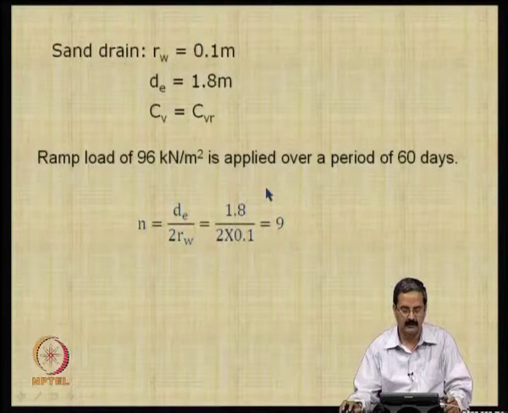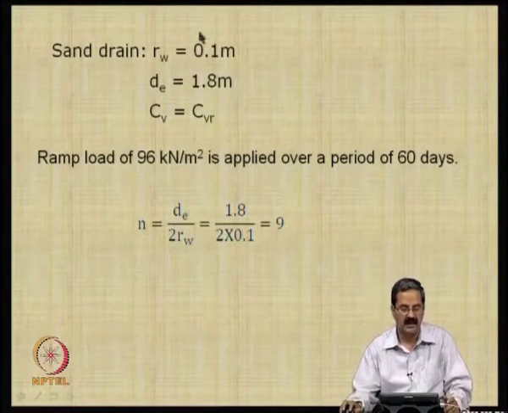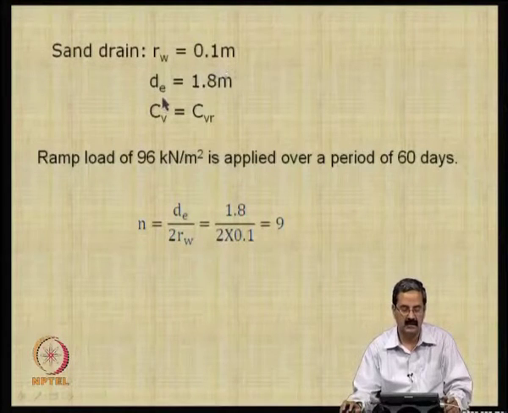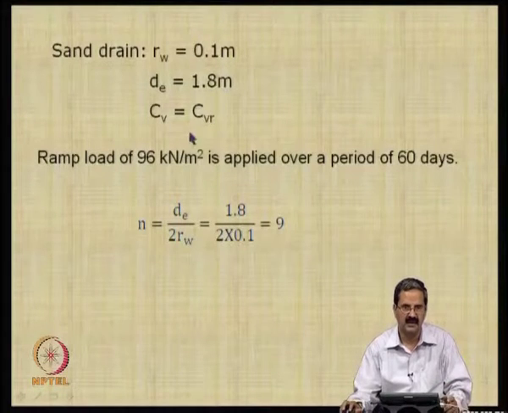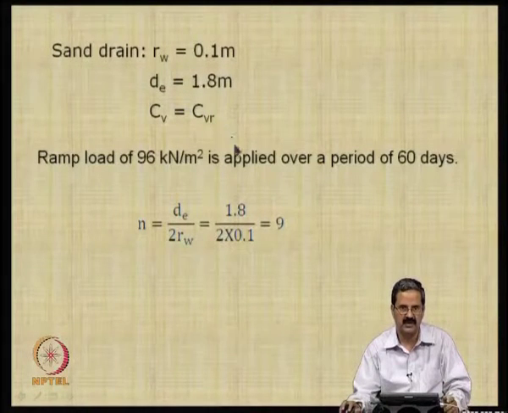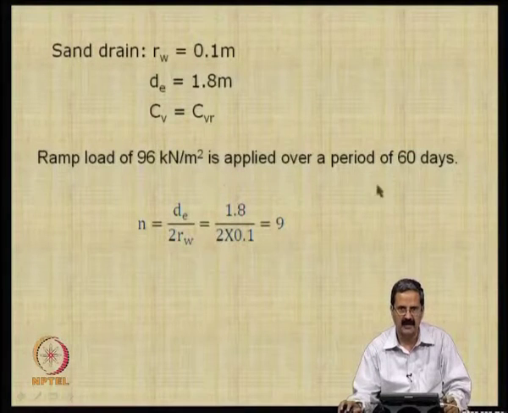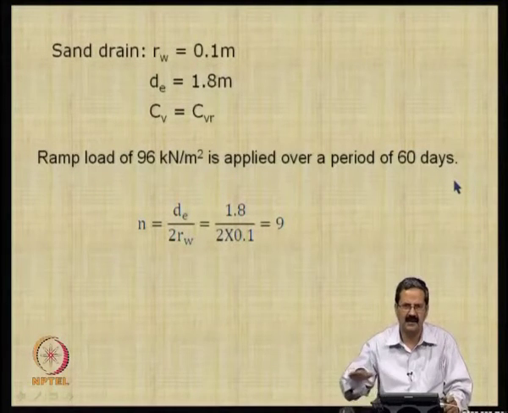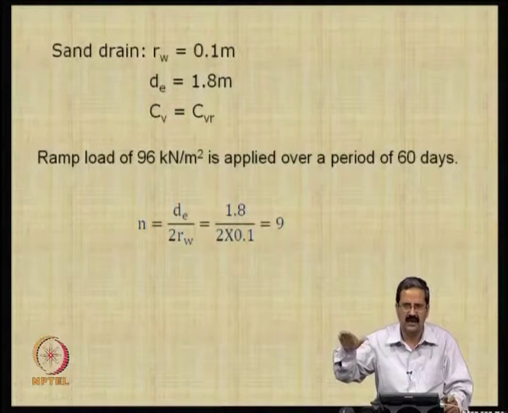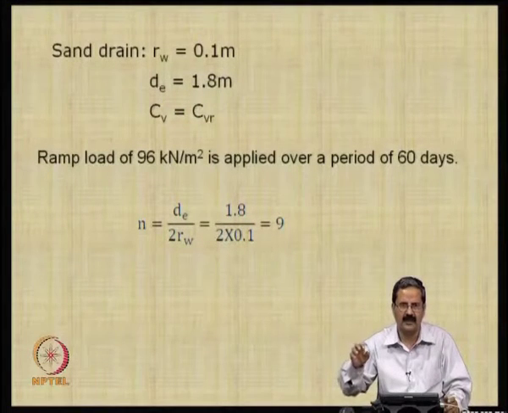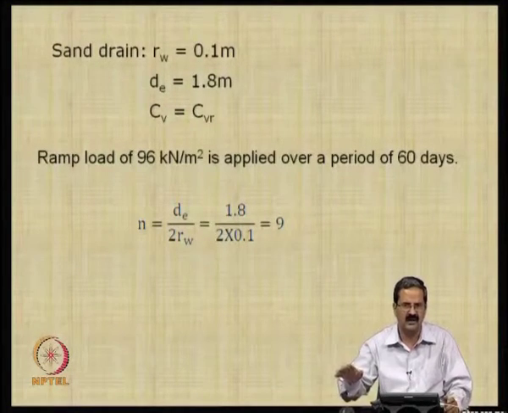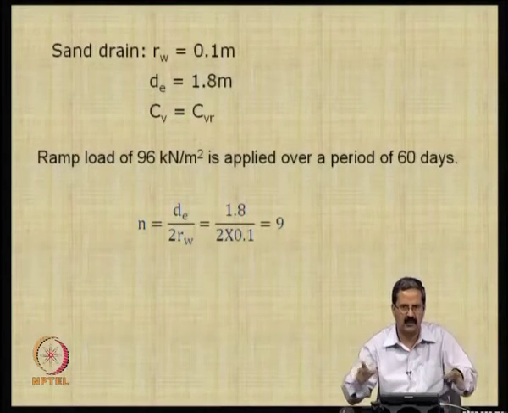I will just give you that the radius is about 0.1, dE, the effective diameter, is 1.8. You can see that it is a little different, and I take CV equal to CVR, and a ramp load of 96 kN per meter square is applied over a period of 60 days. I slowly apply the load, because in a soft soil area you should not allow collapse to occur.